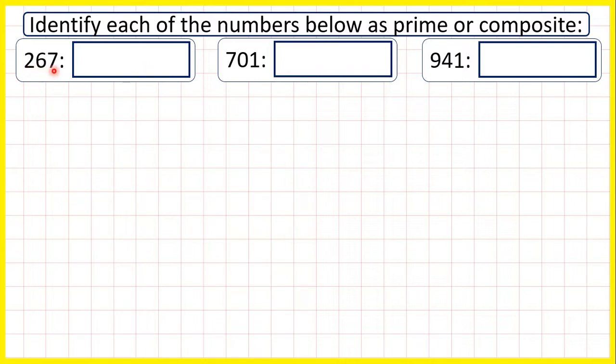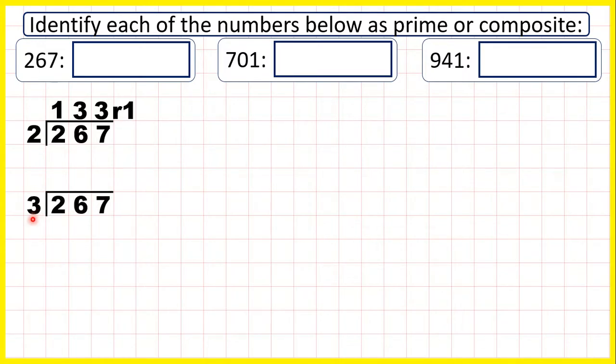So for 267, we can start by dividing by the first prime number, so dividing by 2, and we can see straight away that we're going to get a remainder because all multiples of 2 end in even numbers, so end in 2, 4, 6, 8 or 0, but this ends in a 7. We can do the short division and we get 133 remainder 1, so we get a remainder, which means we need to try dividing by the next prime number.